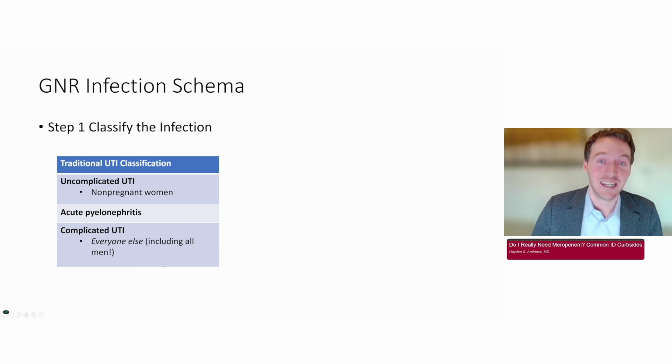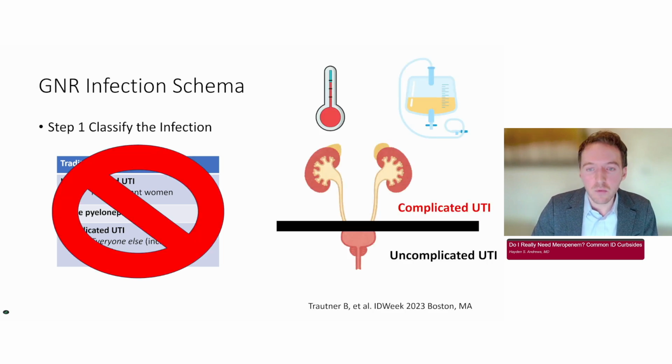including all men. So all men by default, the male factor, automatically a complicated UTI. I think all of us intuitively know that that's not really physiologic, and instead in ID, we really think of it more anatomically. And so this is generally how an ID clinician would classify UTI. Our society, IDSA, is hopefully going to be coming out with guidelines in the next year that will codify this, but clinically, this is how a lot of us are practicing.